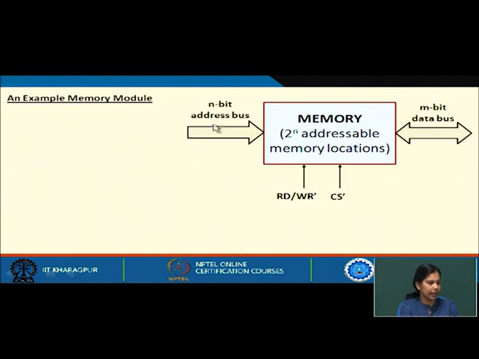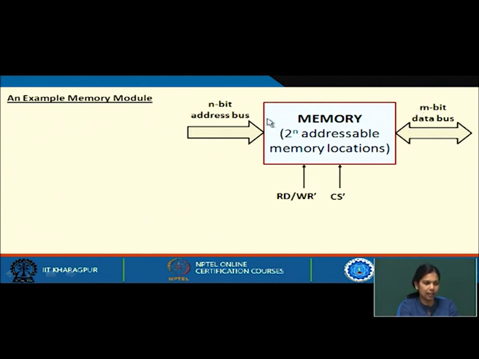If we have an n bit address bus, then the number of addressable memory locations will be 2 to the power n. Like we already discussed, if we have a 3 bit address bus, then the total number of locations will be 8, starting from 000, 001, and going on to 111. So an n bit address bus can have a maximum of 2 to the power n addressable memory locations, and we can have an m bit data bus.